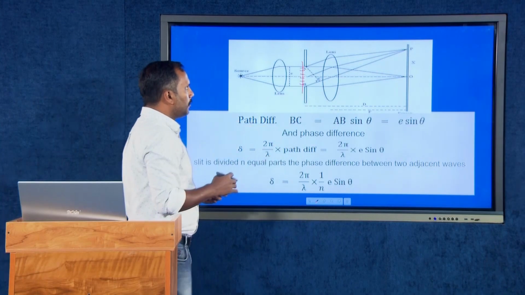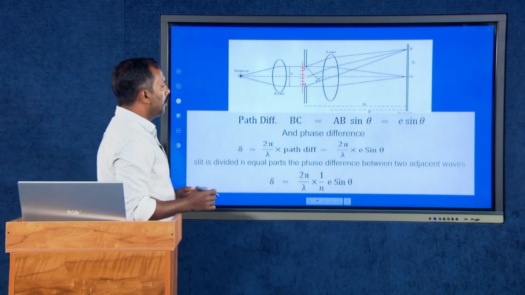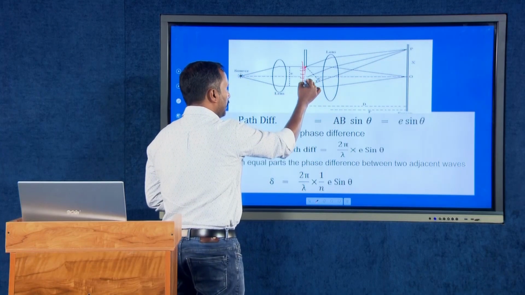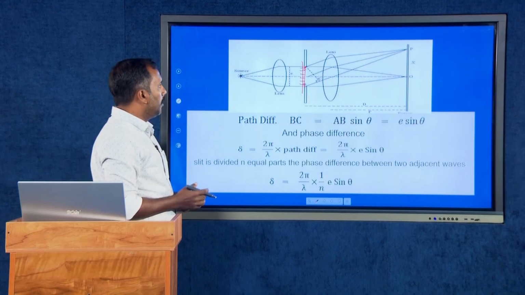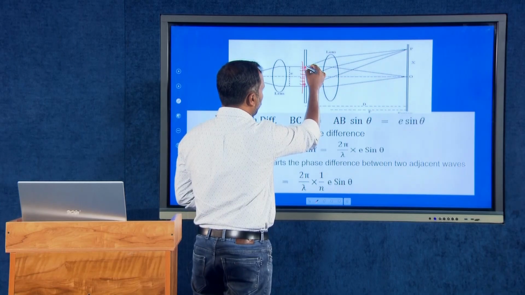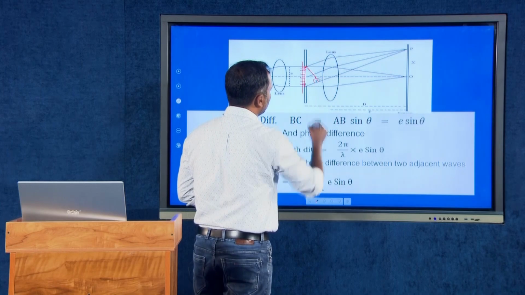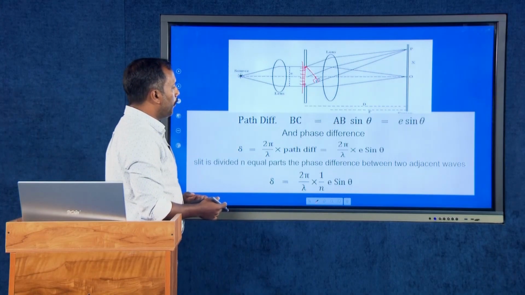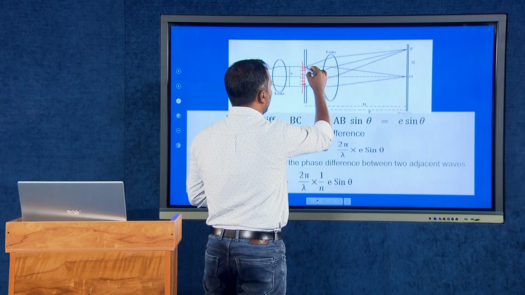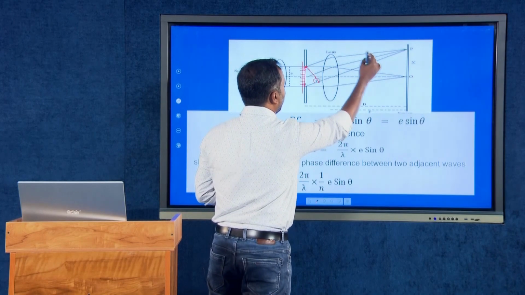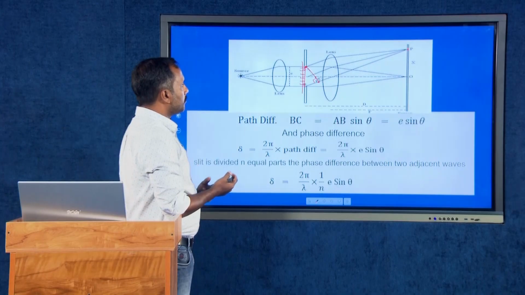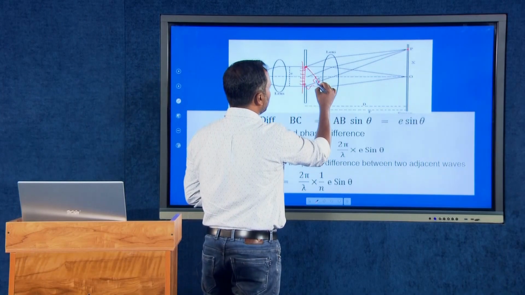Initially, let us consider the path difference between the wavefronts from A and B. A and B are the extreme points of the slit. Now we have to calculate the path difference here. In order to calculate it, let us draw a normal to the point B, and at the point C we will have 90 degrees. The path difference between these two wave paths reaching point P on the screen is obviously BC.